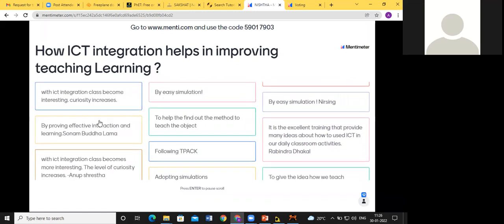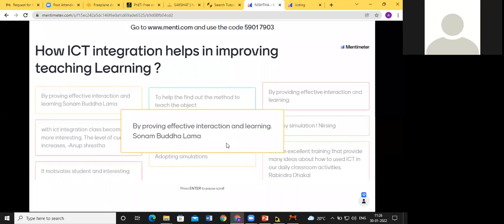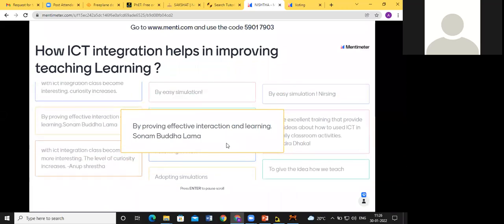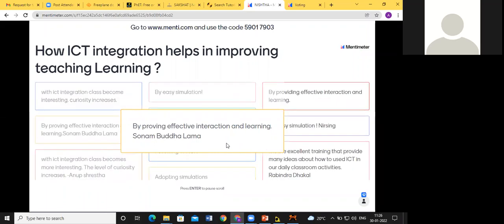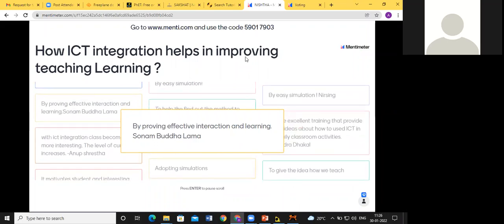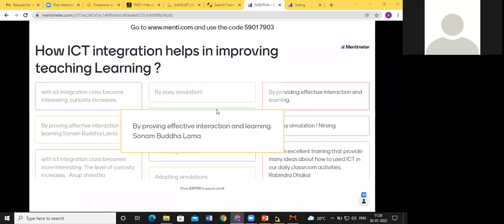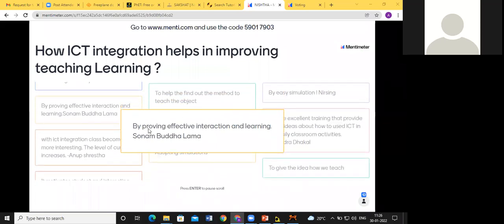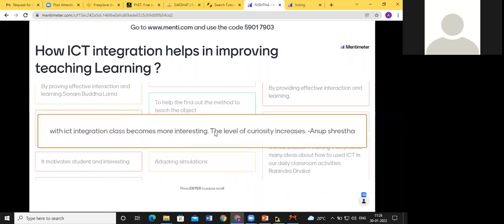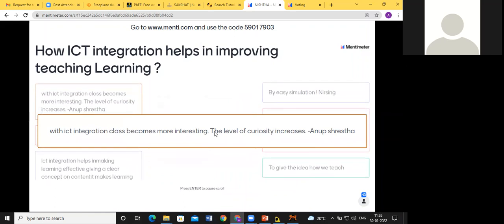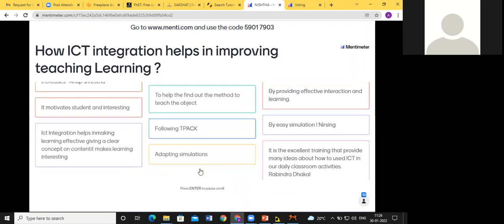And what is the best part? Suppose I want to see what Sonam Buddha Lama wants to say about how ICT integration helps in improving teaching and learning. That can be done easily and is visible to all. And what Arup Shrestha wants to say is that with ICT, class becomes more interesting. So is it possible?